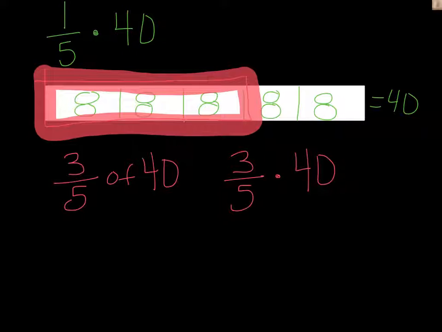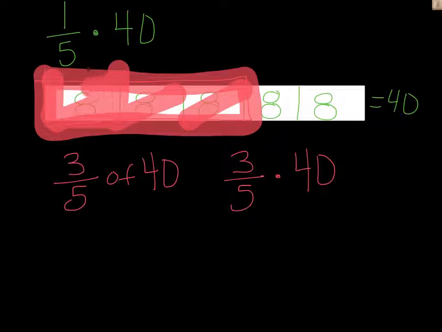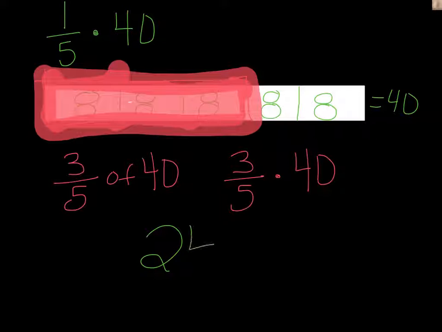Hopefully you were able to see that if you circled or highlighted 3 parts of the model, that you would have a total of 24. 8 plus 8 plus 8 would be 24. One of the rectangles, or part of the rectangle, represented 8, so we had to take 8 and multiply it by 3. So if 1/5 of 40 is 8, then 3/5 of 40, or 3/5 times 40, would have to be 24.